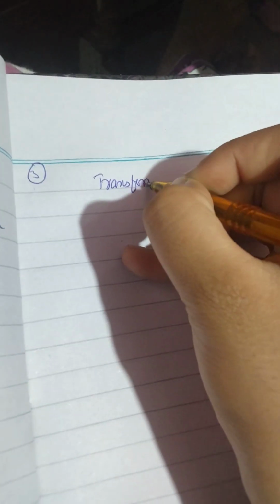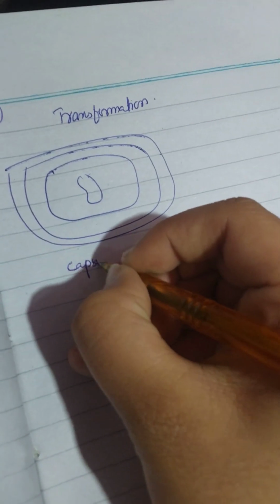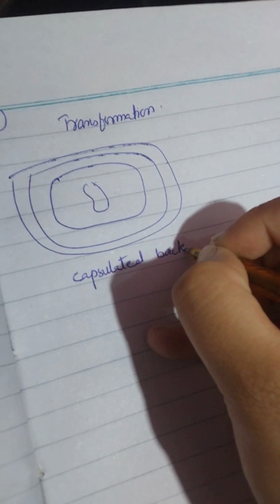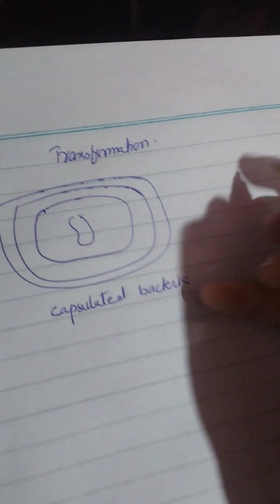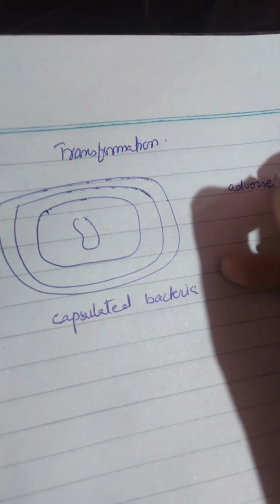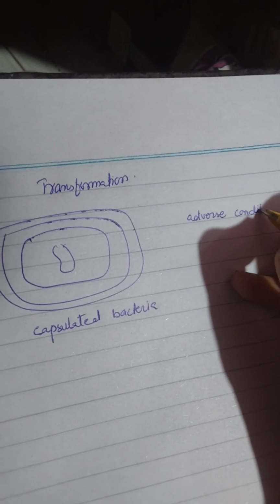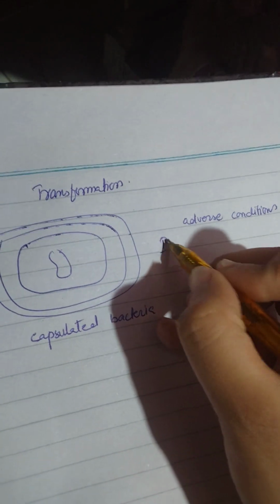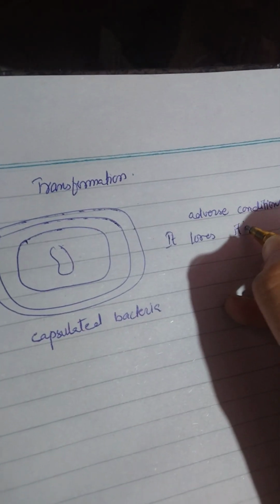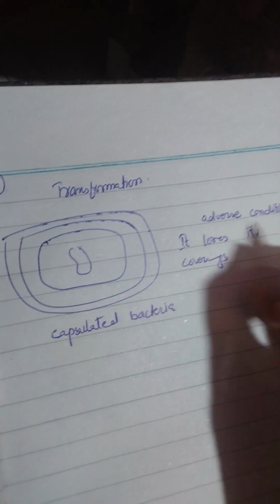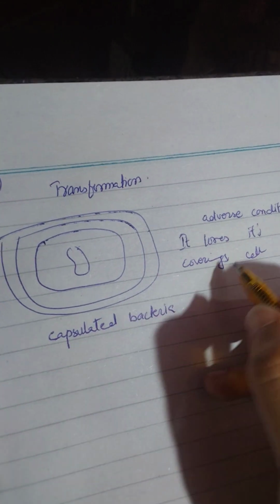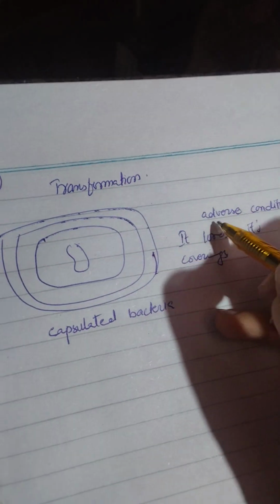Now the third is transformation. Basically, consider this is a bacteria, and this is a capsulated bacteria. But sometimes in adverse conditions, it loses its coverings. It loses its cell wall, its cell membrane, and its capsule, all get lost due to the adverse condition.